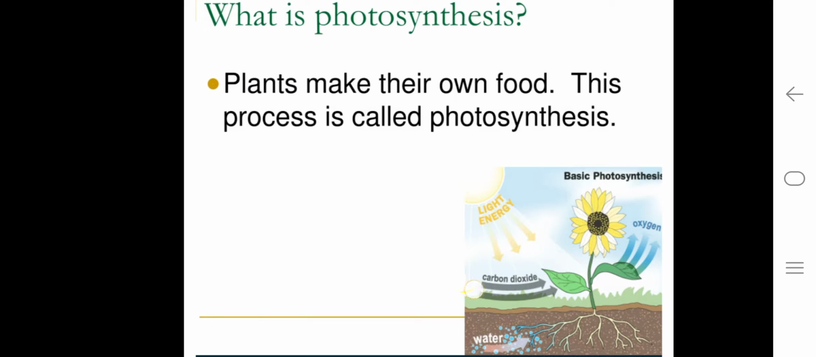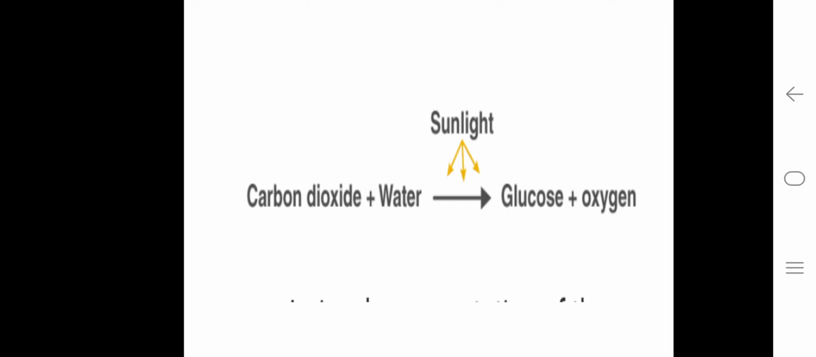Carbon dioxide from the atmosphere enters the leaves through stomata. Water and minerals are absorbed from the soil by the roots. This water needs to be carried to the leaves and other parts of the plant, right? So we have the equation over here. We have carbon dioxide and water in presence of sunlight giving glucose, that is sugar, and oxygen.